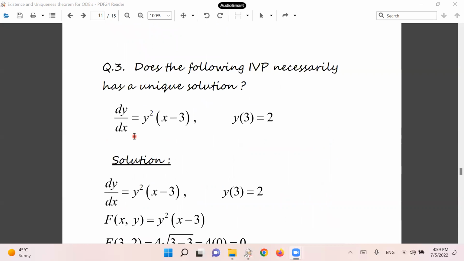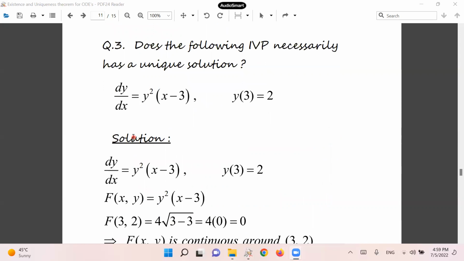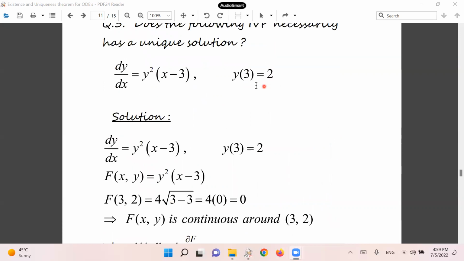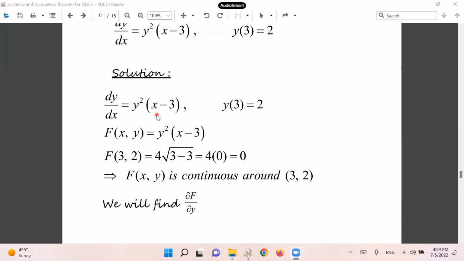And question number 3: does this initial value problem necessarily have a unique solution? Now this is the third question. We will check again whether this question also has a unique solution or not. The initial values are given, x equals 3 and y equals 2. In order to find that, first we have to check whether the existence and uniqueness theorem is applicable or satisfied for this. So first we will put this as f of x and y.